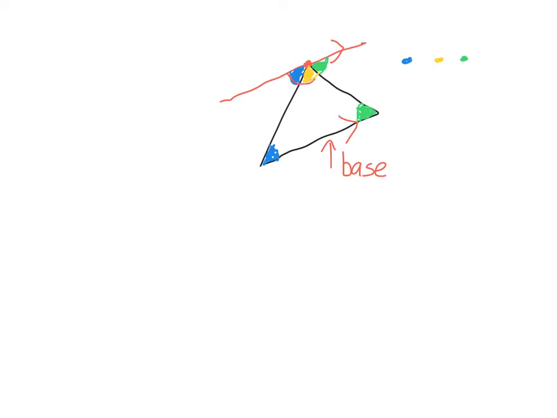Blue plus yellow plus green must add up to 180 degrees. But wait a minute, blue plus green plus yellow adds to 180. So you can see that because of alternate angles, the three angles inside the triangle, yellow, green, blue, add to 180 degrees. Now that works for absolutely any triangle, no matter how weird it looks. So the angle sum of any triangle is 180 degrees.